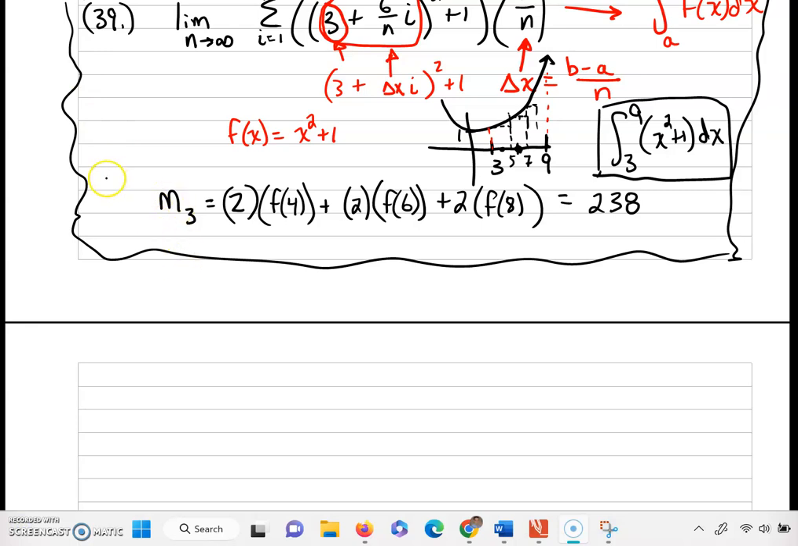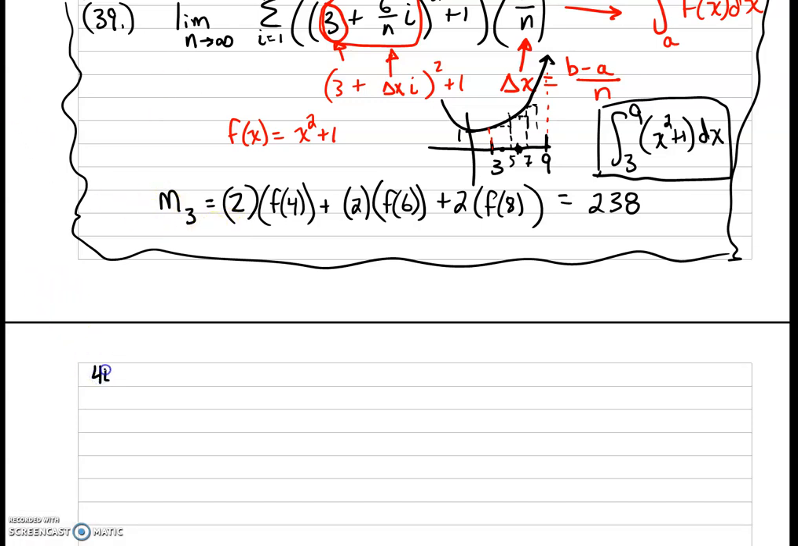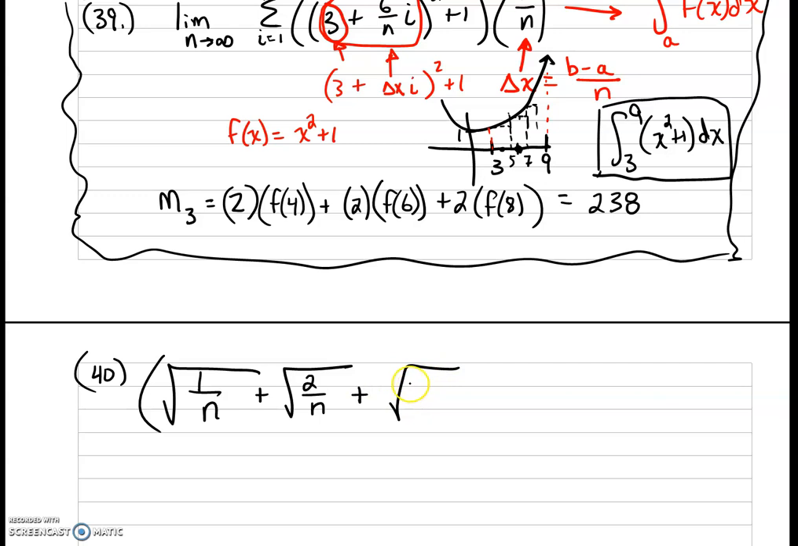Let's try to look at number 40 as well before I have to let you go. I only get 15 minutes on this. So here's number 40. Number 40 gives us this Riemann sum, and this is based on a problem that was number 30 on the AP exam back in 2017.